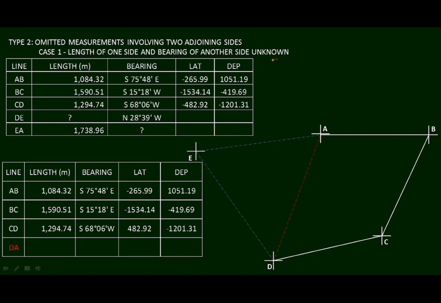So, how did we solve the latitude and departure of DA? Let's compute first for the correction of your latitude, that is simply equal to negative 265.99 minus 1,534.14 minus 482.92. So if I'm going to input this in my calculator, that is simply equal to, can you verify my answer?